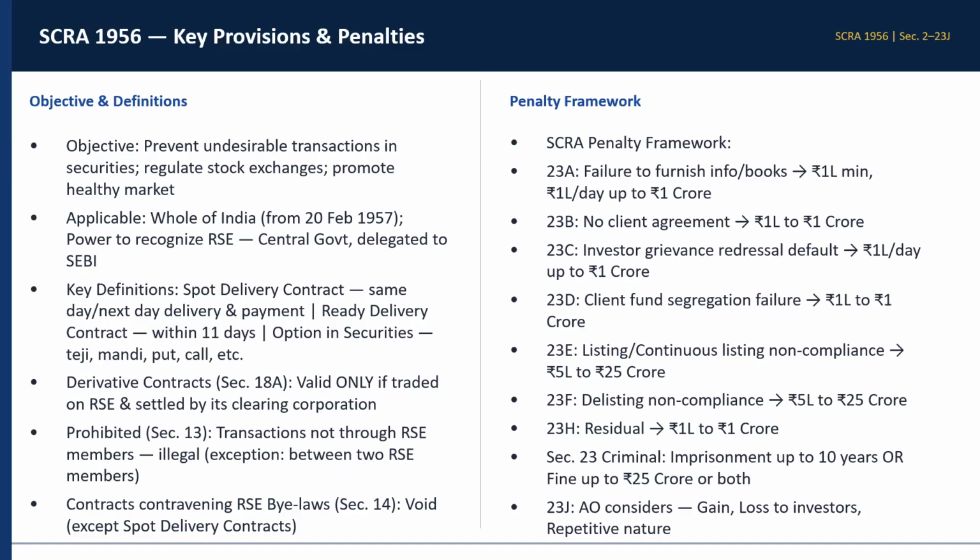There are certain transactions which are prohibited. Section 13 talks of such transactions which are not routed through recognized stock exchange members. So these are considered to be illegal. The exception is if the transactions take place between two recognized stock exchange members. Contracts contravening recognized stock exchanges bylaw, section 14. So these are void except in case of स्पॉट डिलीवरी कॉन्ट्रैक्ट्स.